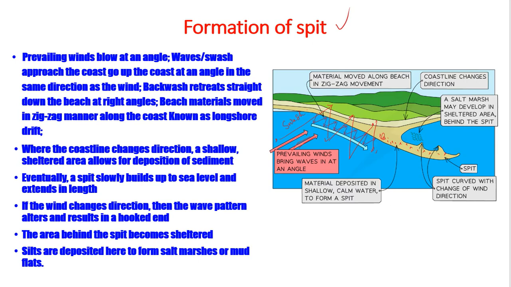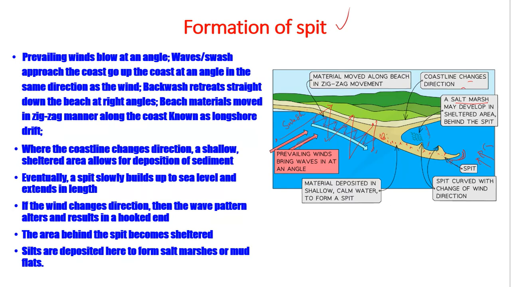Now, the spit is curved when the incoming wind changes direction, possibly starting to come from this angle. If the wind starts coming from this angle, you find out that instead of the spit continuing to move this way, it will now curve inwards. And once that is done, it leaves behind this area, which will develop to form a salt marsh, a sheltered salt marsh deposited area. And that easily occurs when the coastline changes direction.